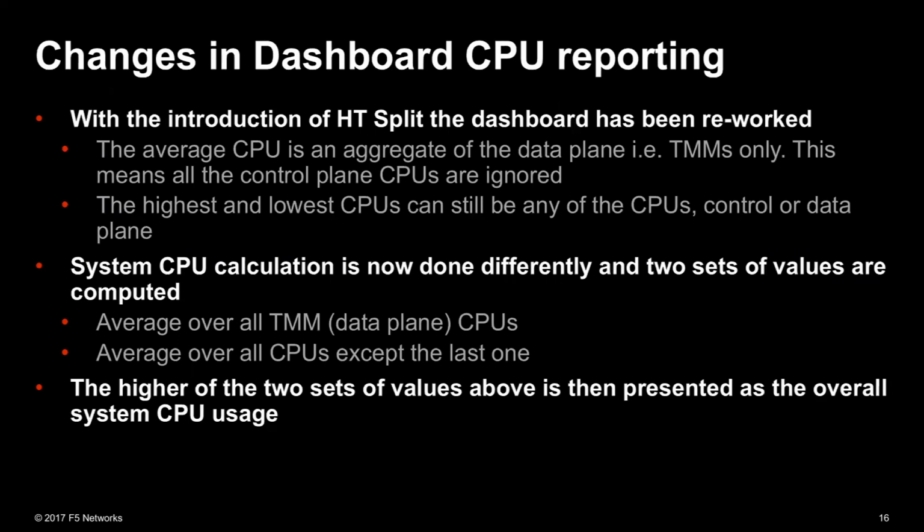The system CPU calculation is now done differently, and two sets of values are computed: the average overall TMM data plane CPU and the average overall CPUs except the last one. The higher CPU of the two sets of values is presented as the overall system CPU usage. The reason for using the average overall CPUs except the last one is that AVR processes and some ASM processes are pinned to the last odd core.